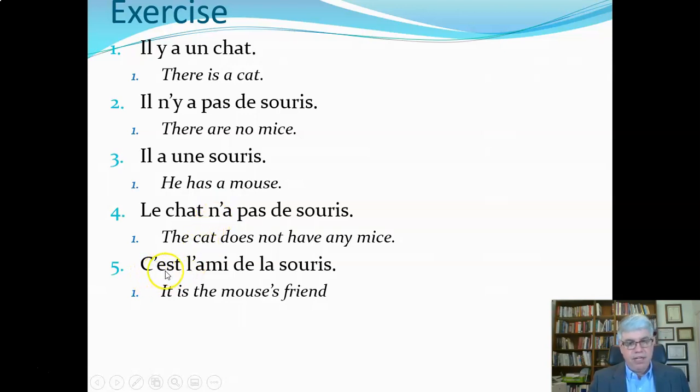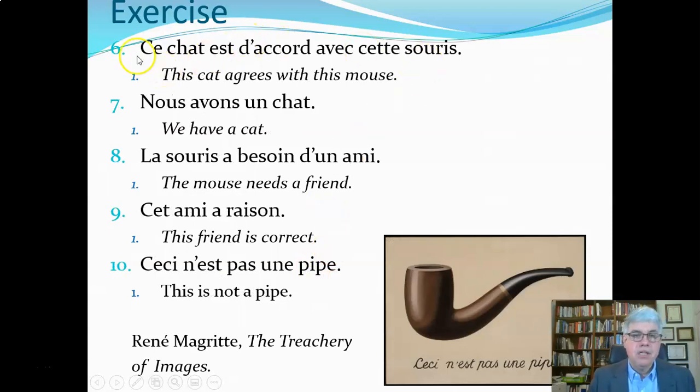Number 5, c'est l'ami de la souris. It is the friend of the mouse. Or we could say, it is the mouse's friend. For number 6, we have ce chat. So that can be this cat or that cat. Est d'accord avec cette souris. This cat agrees with this mouse. This cat is in agreement with this mouse. That cat is in agreement with that mouse. We can translate it a lot of different ways, but the idea is basically the same.